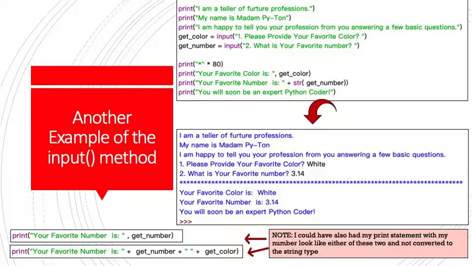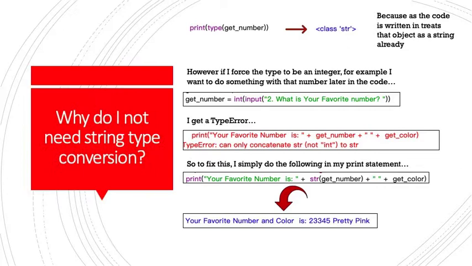Why is that? To find that out, we have to flip to the next slide. Well, as you see up at the top, when I print out the type for our get_number variable, you see that it already sees it as a string. However, if I force the type to be an integer, for example, because I want to do something with the number later in the code, I would wrap that whole input statement in the integer method, like I did here.